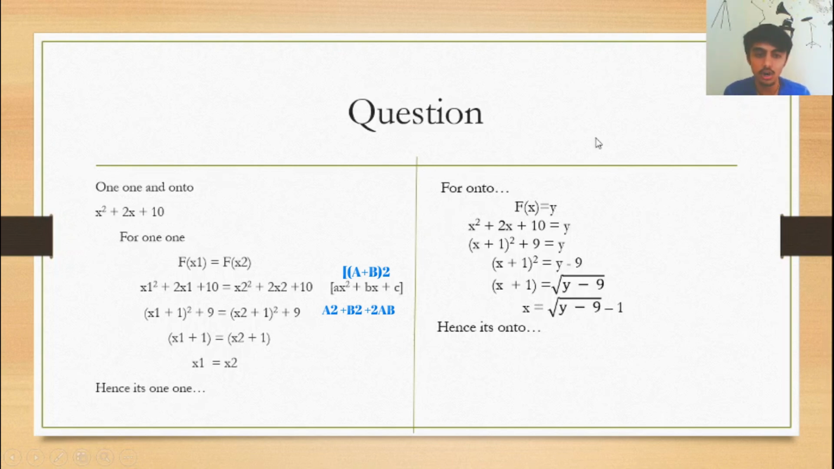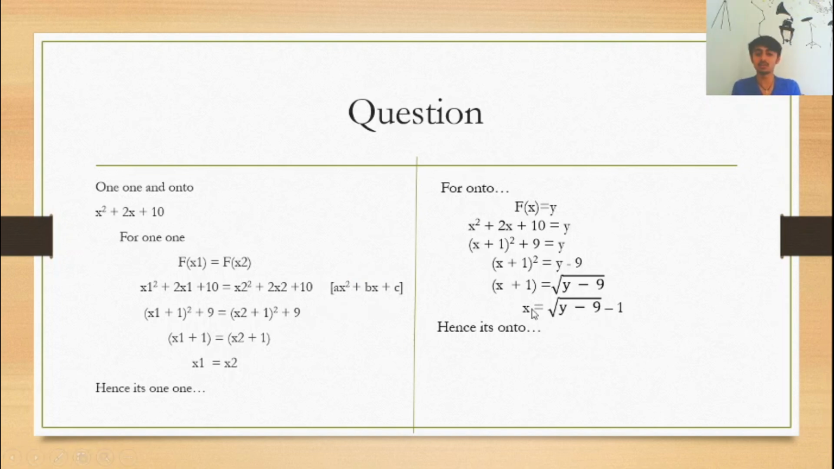Now let's check whether it is onto or not. Let's say f of x equals y. Okay. Now we have to convert this whole thing into y. So we'll say x square plus 2x plus 10 equals y. Now we'll do the same here again, x plus 1 the whole square plus 9 equals y. This 9 went to the other side, so it forms x plus 1 the whole square equals y minus 9. Square rooting on both sides, we get root of y minus 9. This 1 went back to the other side, hence we get x equals root of y minus 9 minus 1. Okay, so we get that it is also onto.